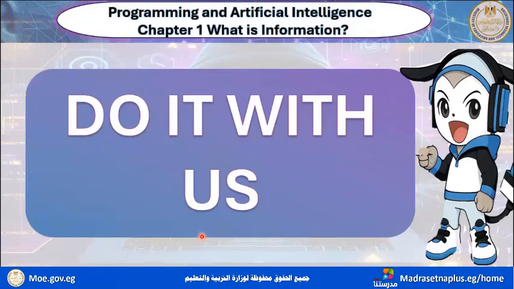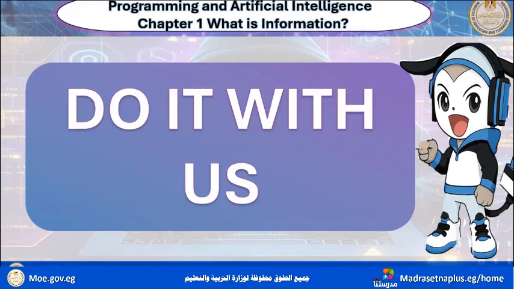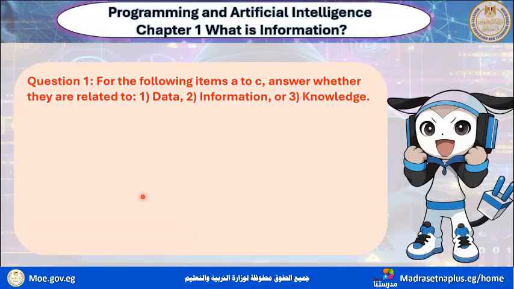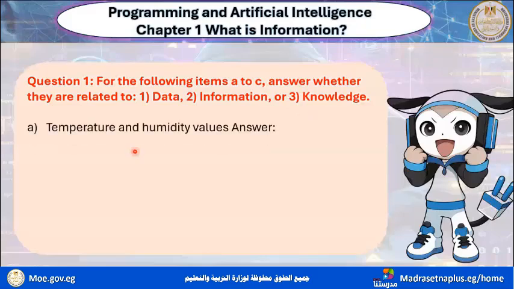Now, this is the part for questions, and I hope all of you, inshallah, understand these questions with me. Question 1. For the following lines from A to C, related to data, information, or knowledge, for each sentence we need to know: is it data, information, or knowledge? Well, temperature and humidity values, the answer is data, of course.